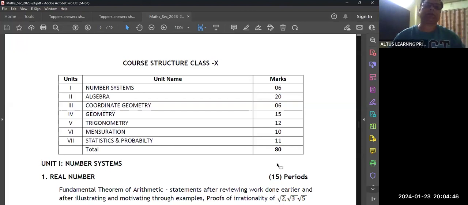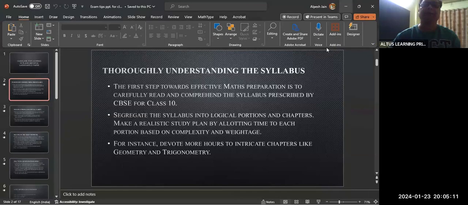Trigonometry has 2 chapters, introduction and applications of trigonometry, height and distance, 12 marks. And then mensuration, 10 marks. In this, we have 2 chapters, areas related to circles and surface areas and volumes. And at last, we have statistics and probability, which has 11 marks. 2 chapters are there, statistics and probability. So you prepare your portions in this way according to weightage.